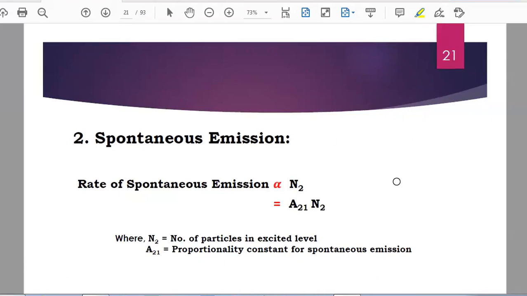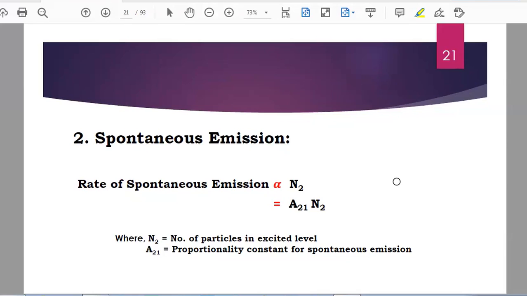Either, since it's a single process, you write capital A, or you can write it to identify from which level to which level this process is happening. It is happening from 2 to 1, so I have denoted it 2 1. There is nothing wrong if you denote it with 2 1 also.